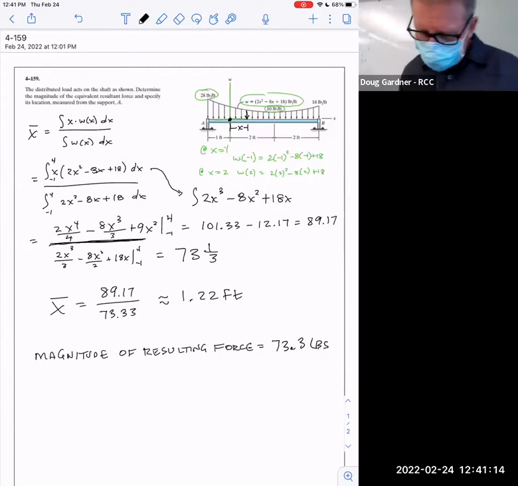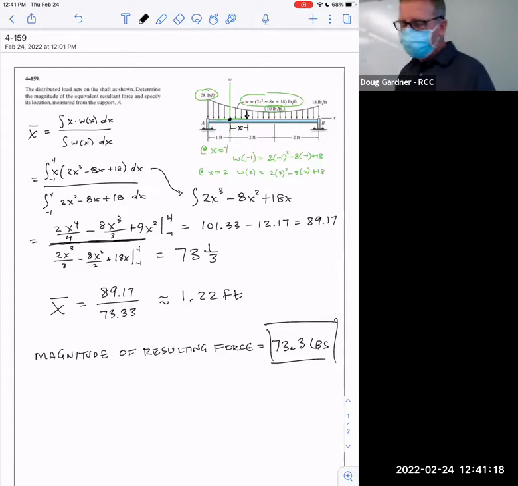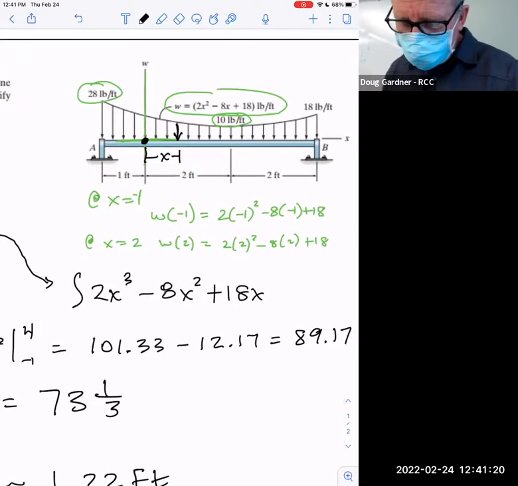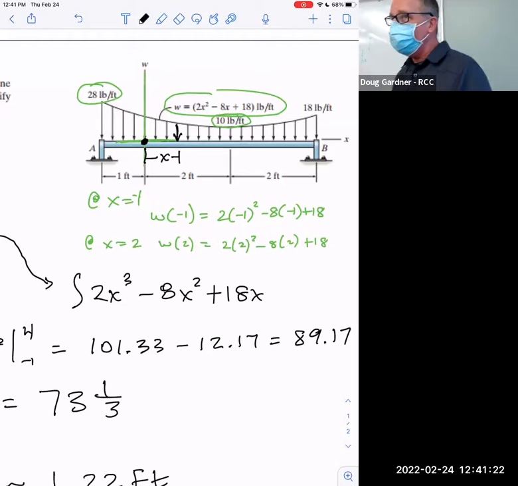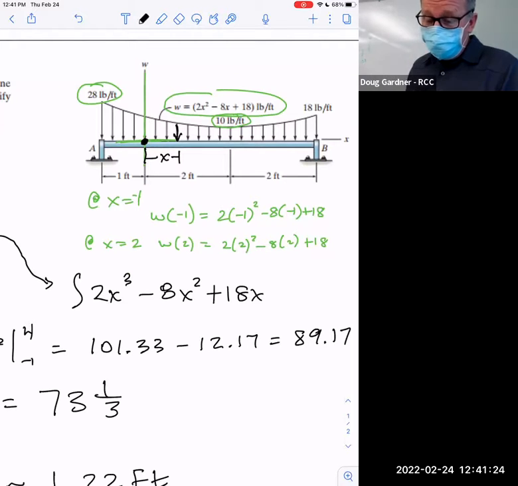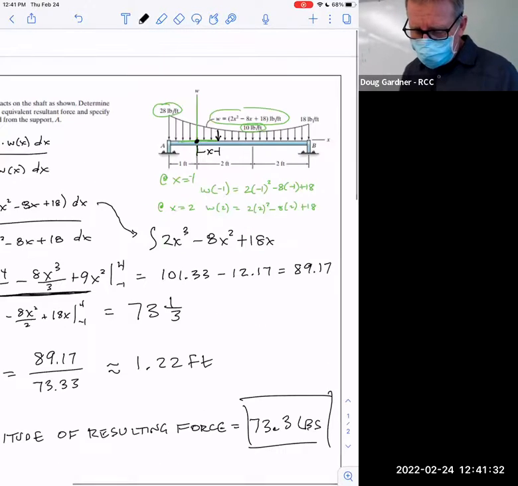So do you understand that the 73 was the magnitude of the resulting force? And doesn't that feel better? Because didn't we have 28s and 10s and 18s? Remember, those are per foot. So it's not like you have millions of other forces. It's like every foot is 28, but then it's changing. So at least the 73 sort of makes sense.